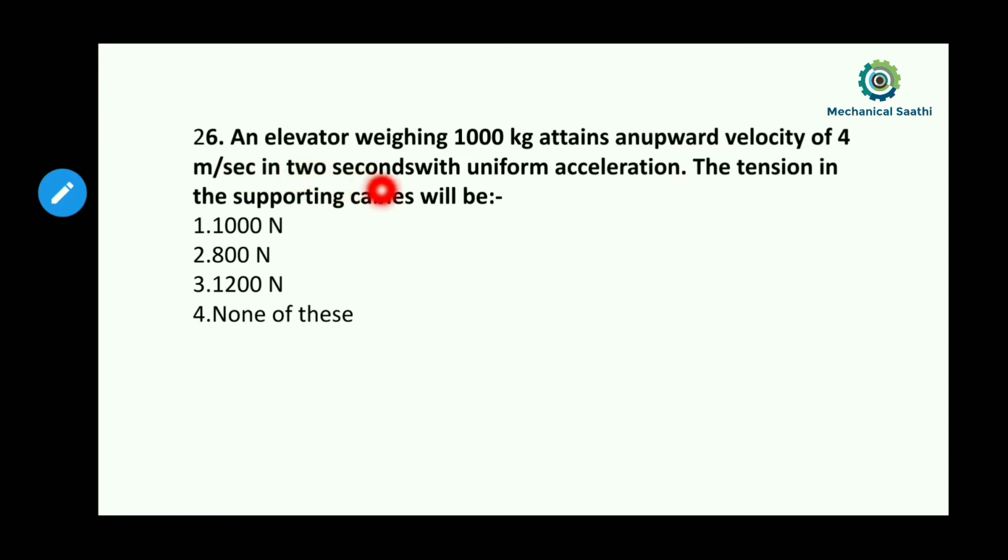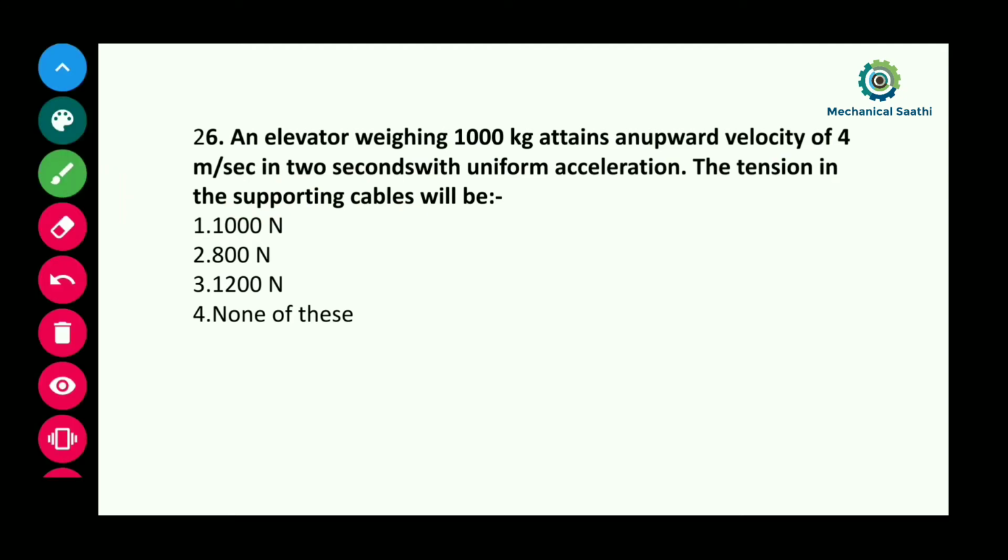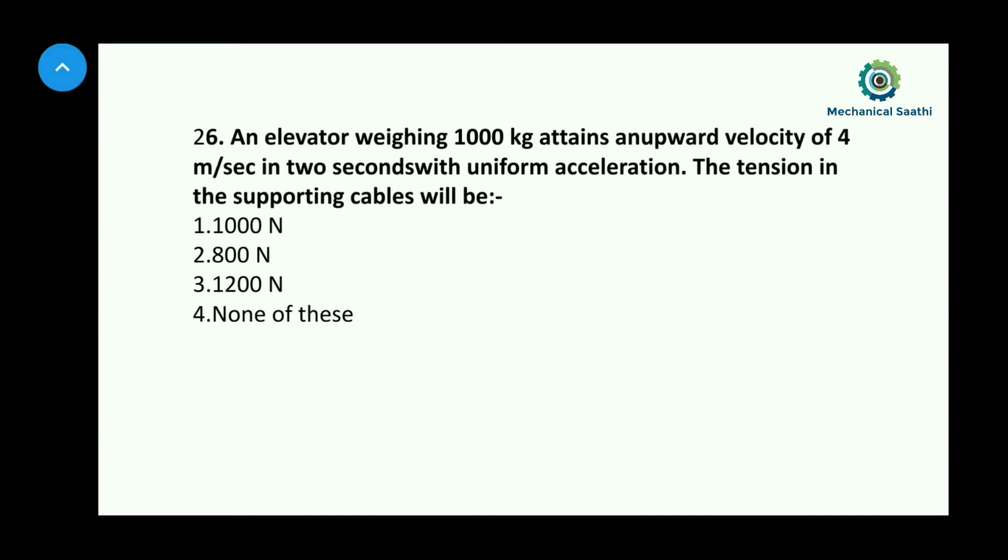As velocity is given, it goes from 0 meter per second to 4 meter per second, and the time interval dt is given as 2 seconds. And it is attaining that with a uniform acceleration. So we need to find out the tension in the supporting cables. So let us first draw the free body diagram for that elevator.